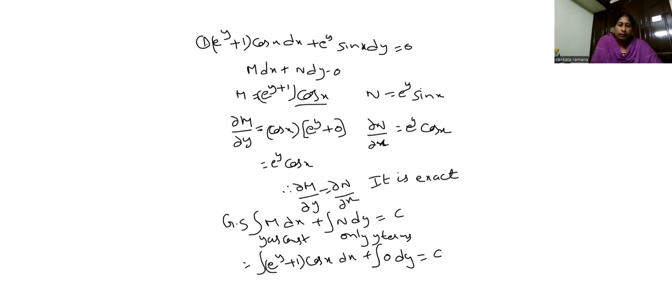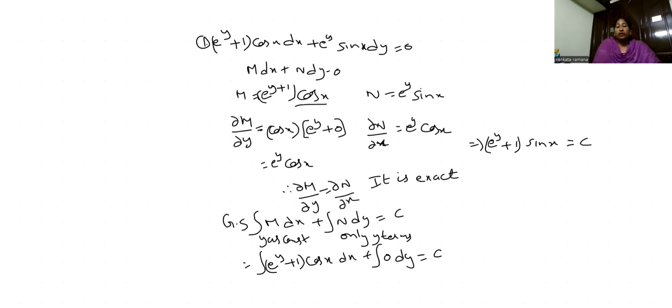So (e^y + 1) is the constant here, so we keep it outside. The integral of cos x is sin x. So the 0 stays 0, and that is equal to c. This is the general solution for this exact differential equation: (e^y + 1) sin x = c.